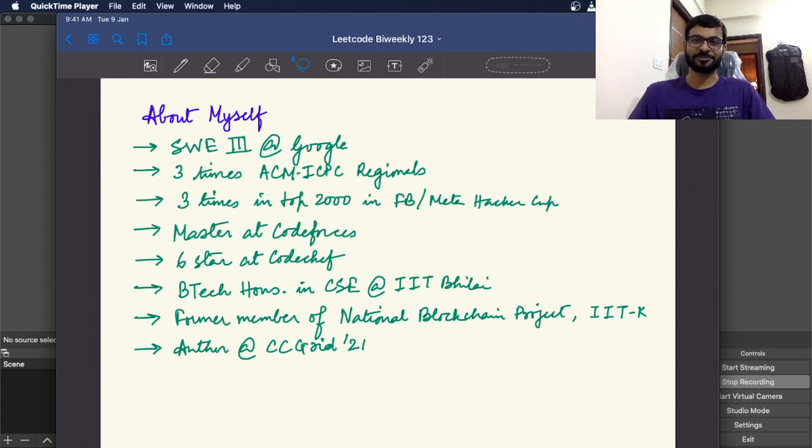I'm a software engineer 3 at Google. I've been a competitive programmer for quite a long time. So I've been to the ACM-ICPC Regionals and got some good ranks in the Facebook or Meta Hacker Cup, Master at Codeforces, 6-star at Codechef. I hail from IIT Bhilai, having pursued a BTech honors in computer science and engineering. And I've also done research in a few fields like blockchain and edge computing.